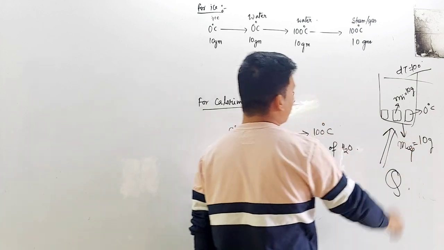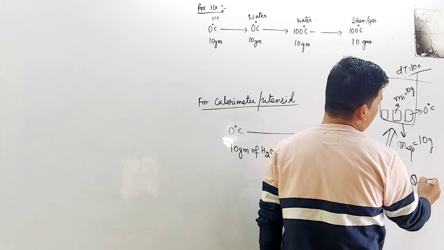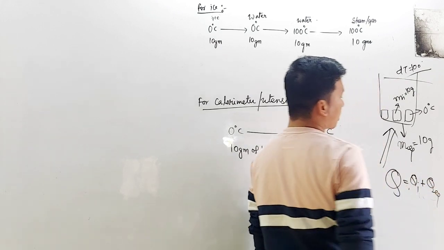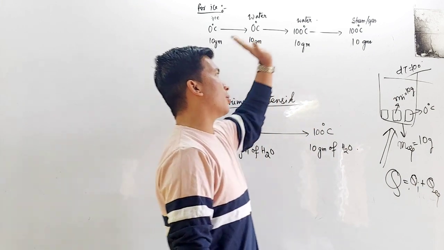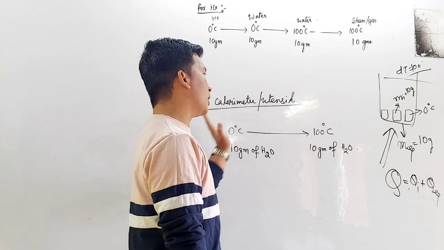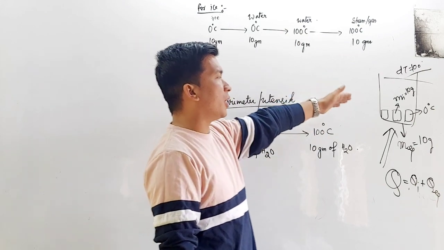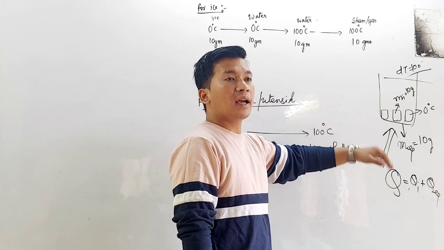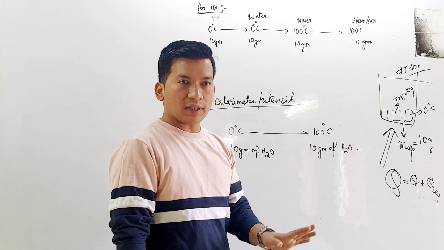Heat will be equal to the heat that is required for the ice plus the heat that is required for the water equivalent. For the ice this much heat is required, and for the utensil this much heat is required. Both the heat required by the utensil and the ice will be provided from outside, and that will be Q1 plus Q equivalent.